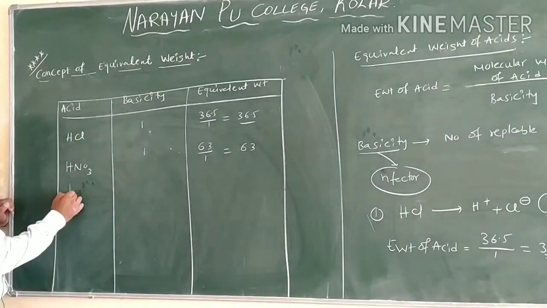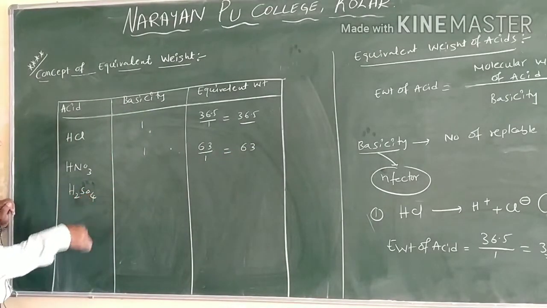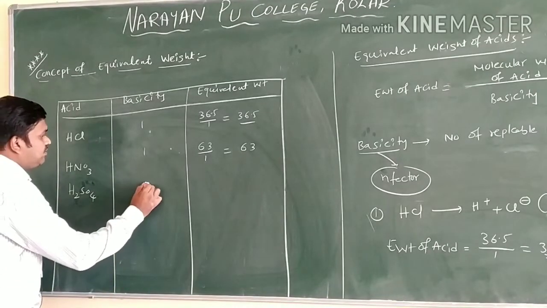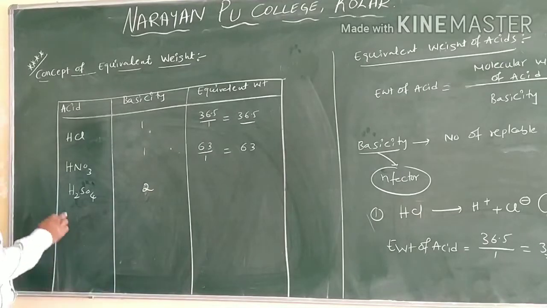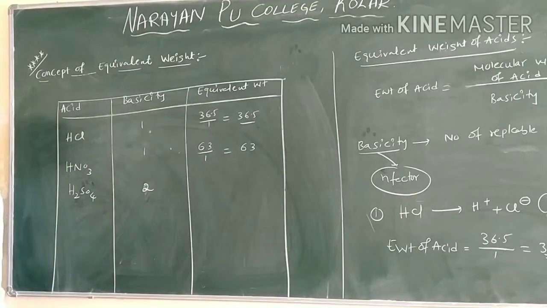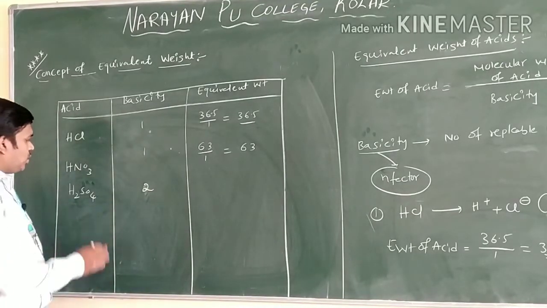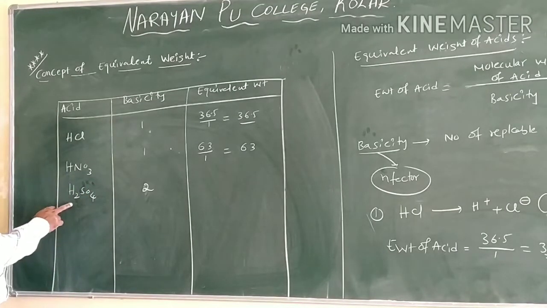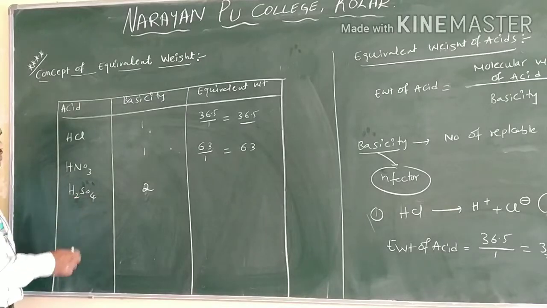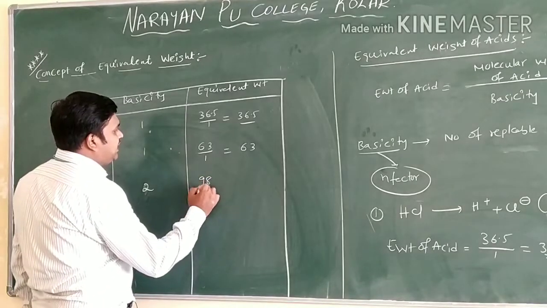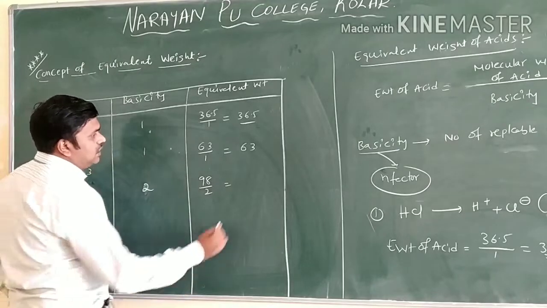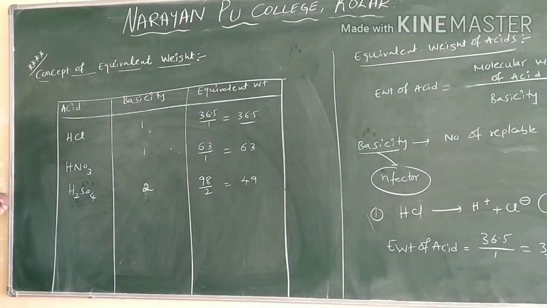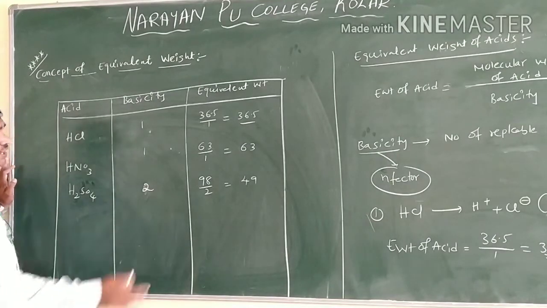If you take H2SO4, sulfuric acid, you will get the basicity 2. Why? Because 2 H plus ions are replaced. So to find the molecular weight of sulfuric acid: 2, 32 and 64, you will get 98. 98 by 2, you will get 49 only. 49 is the equivalent weight of the compound.